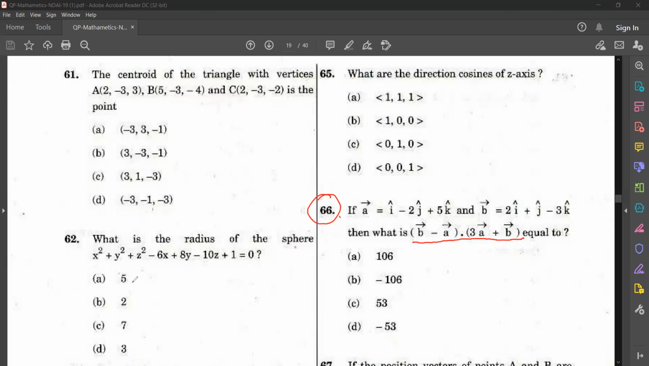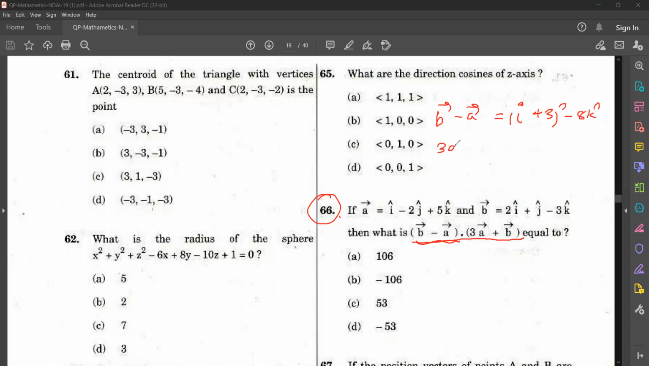Did you get the answer? I've got the answer. So you have to first do B minus A. B minus A means B vector minus A vector. What did you get? 2 minus 1, 1, so 1 I cap. 1 minus minus 2, 3 j cap. Minus 3 minus 5, minus 8 k cap.